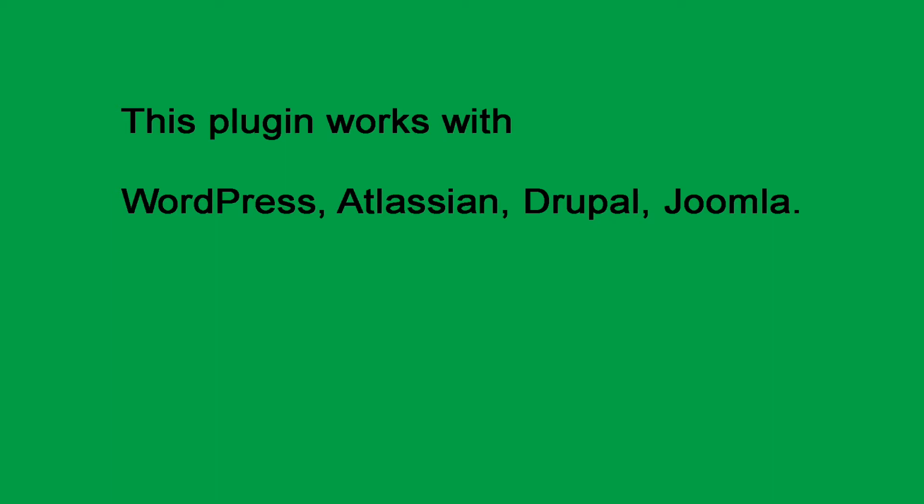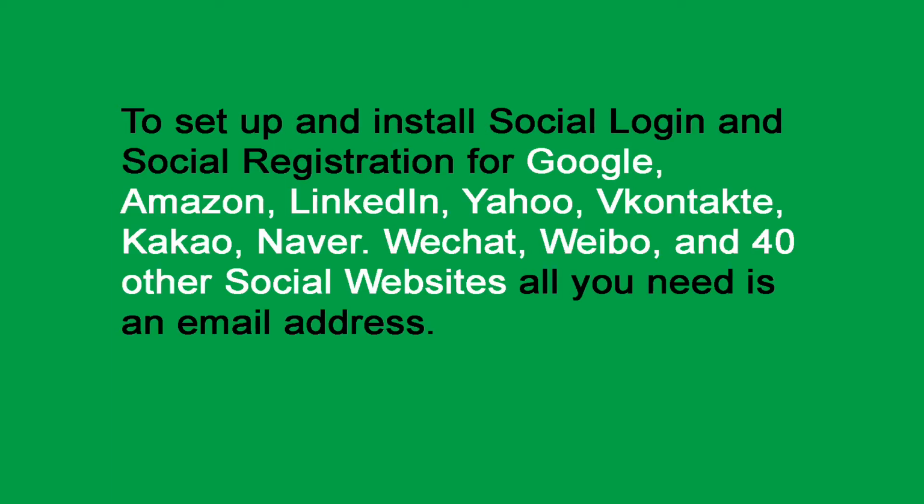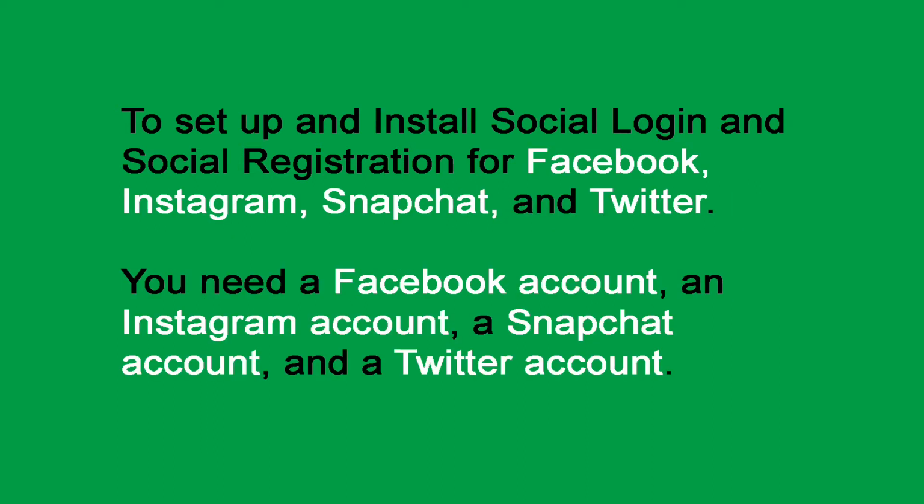This plugin works with WordPress, Atlassian, Drupal, and Joomla. Plus, to set up and install social login and social registration for Google, Amazon, LinkedIn, Yahoo, VKontakte, Kakao, Naver, WeChat, Weibo, and 40 other social websites, all you need is an email address. However, for Facebook, Instagram, Snapchat, and Twitter, you need a Facebook account, an Instagram account, a Snapchat account, and a Twitter account.